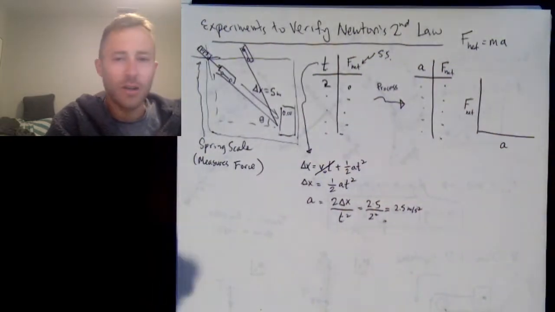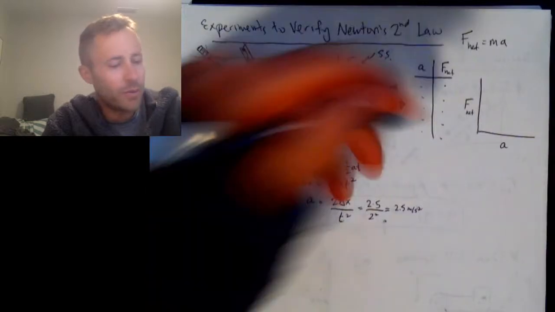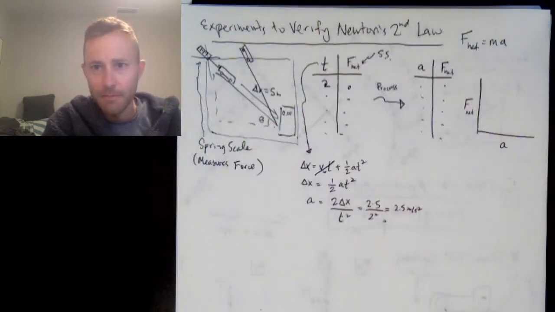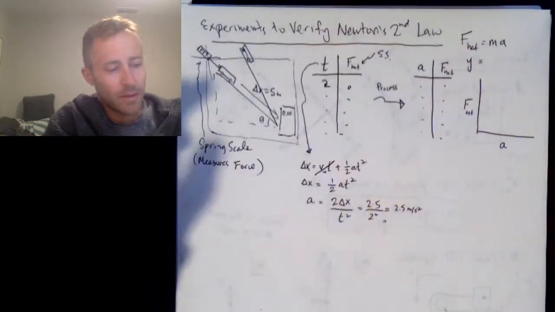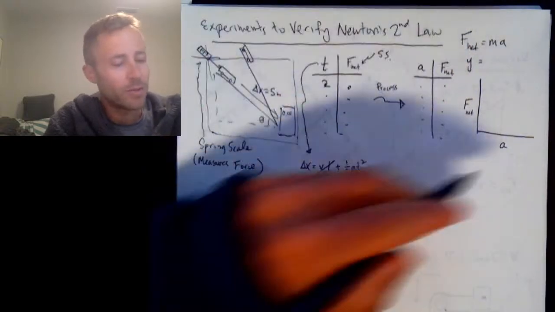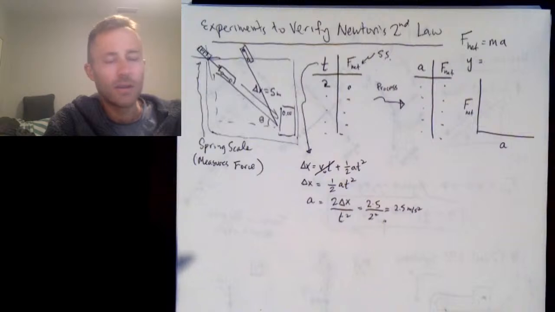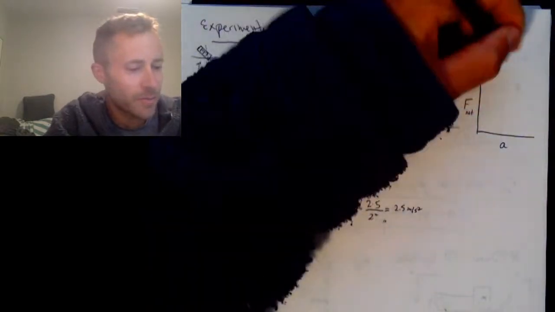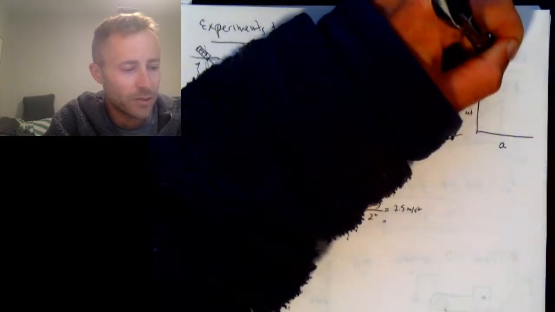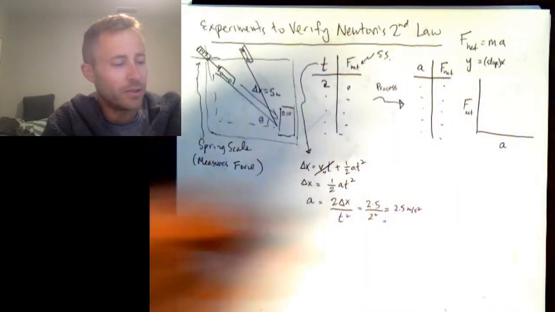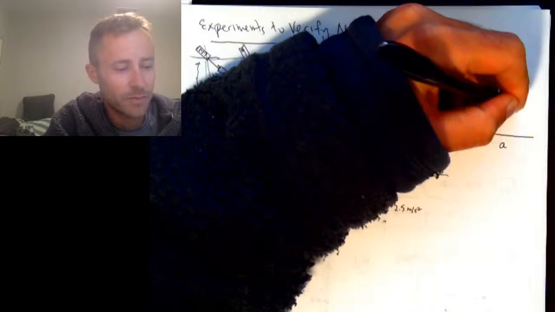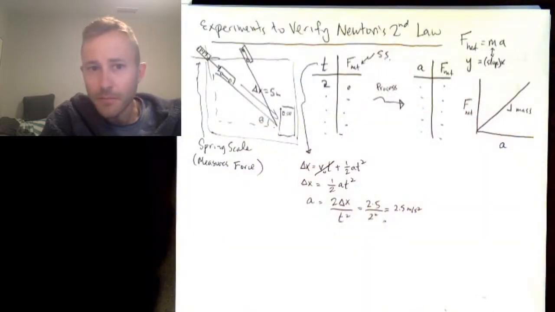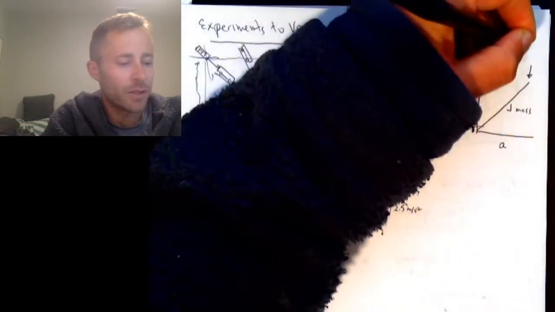Now, what is the prediction of Newton's second law? Well, if we have net force, this is Newton's second law. We have net force on the vertical axis, so net force is like y. We have acceleration on the horizontal axis, so acceleration is like x, and the thing that multiplies x is the slope. So it should look like a straight line, and the slope is the mass of the object. All right? That is the prediction of Newton's second law.